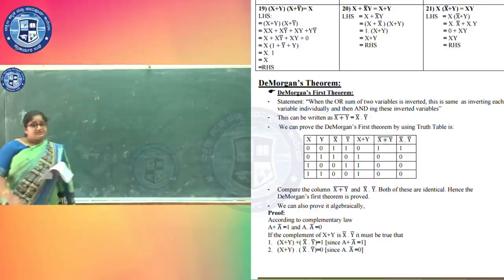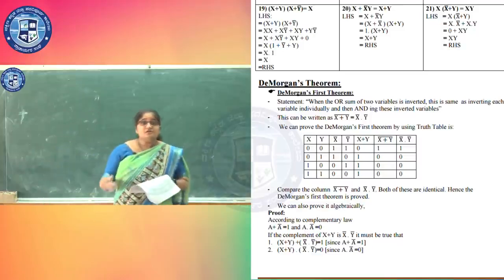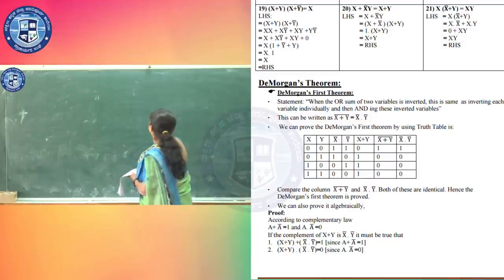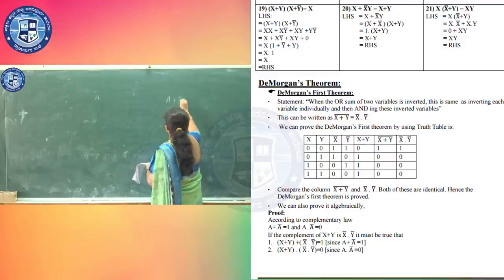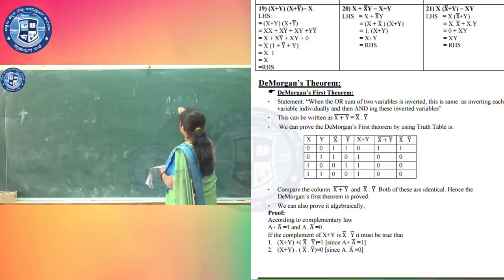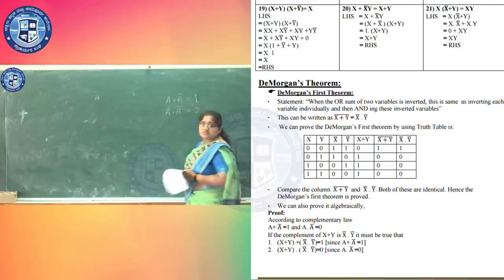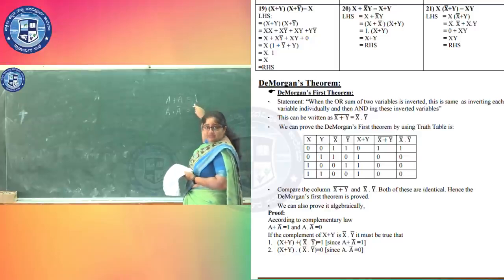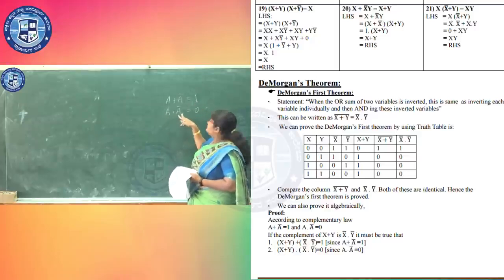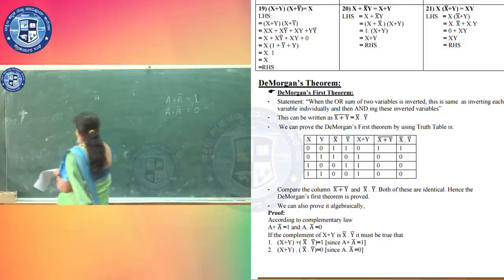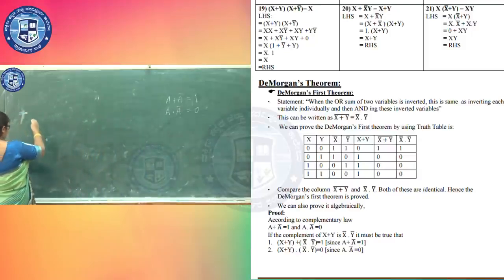When we are proving this algebraically, we will have to have all the laws thorough. First we make use of the complementary law. The complementary law says that a plus a dash is equal to 1 and a into a dash is equal to 0. A variable ORed with its complement will give the resultant value 1. A variable ANDed with its complement will give the resultant value 0. So let us take a value to be x plus y.